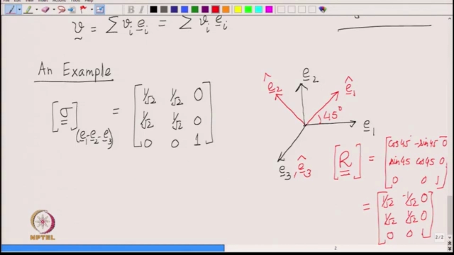Okay. So, now you have to simply apply the formula, is not it? So, what will be sigma in the new coordinate system, which is E1 hat, E2 hat and E3 hat. So, that is going to be R transpose into sigma into R, and let us see what do we get from here.